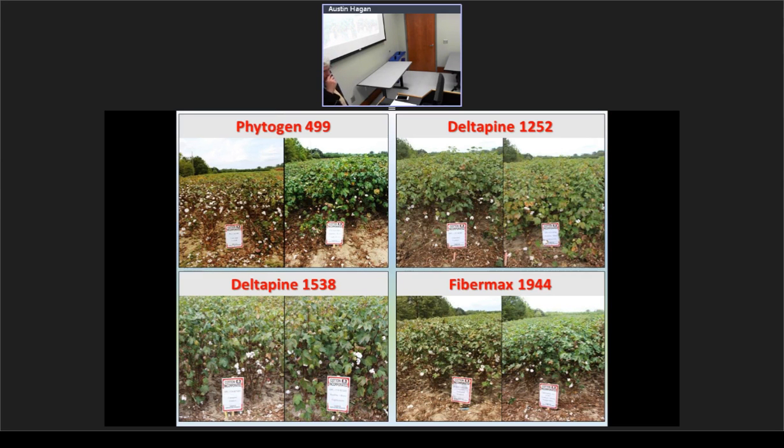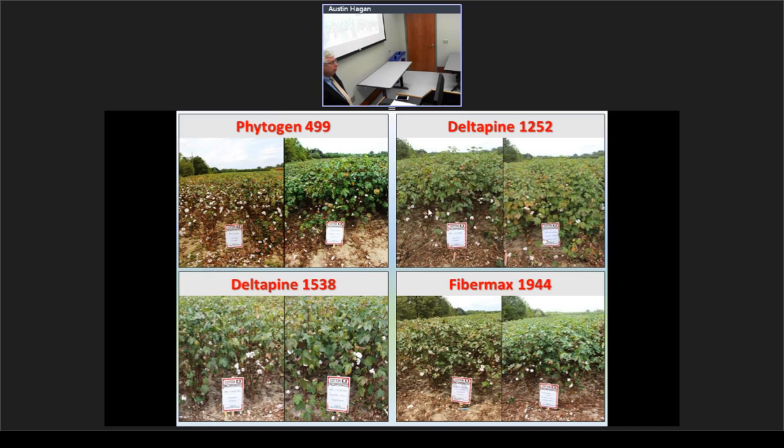And this set of slides just illustrates what we see in the field when we look at target spot damaged cotton, or the differences among varieties as far as the levels of defoliation. And here's 499 treated and untreated. There's clearly a difference in leaf retention on this variety. There's a bit of a difference here with Fibermax 1944. As I mentioned, it's kind of in between.